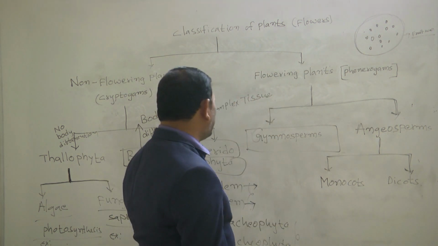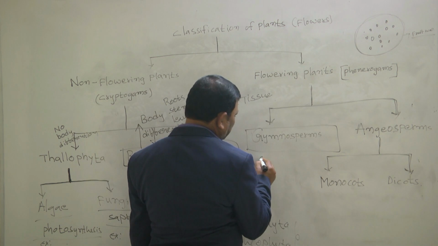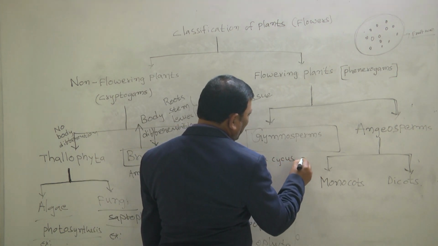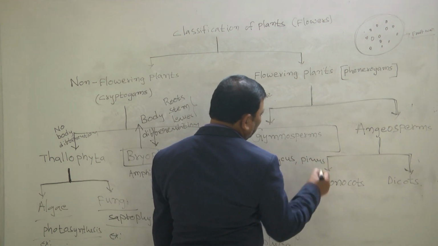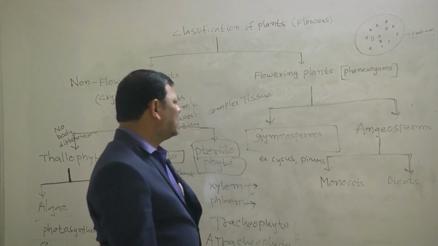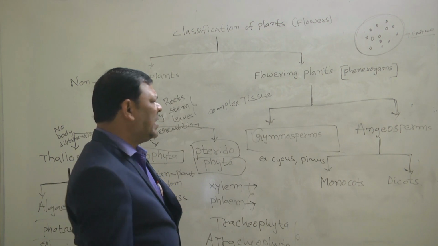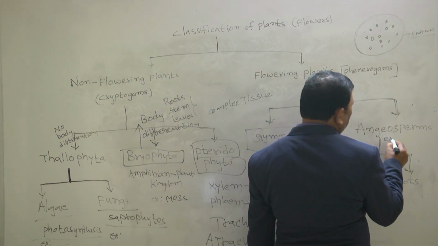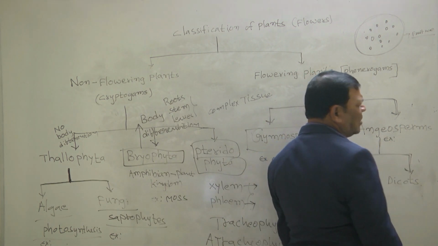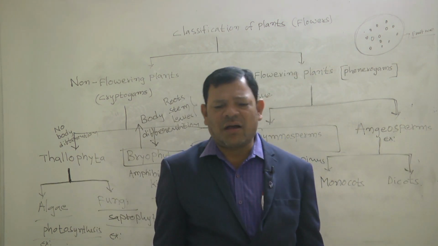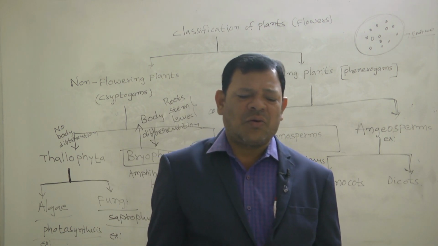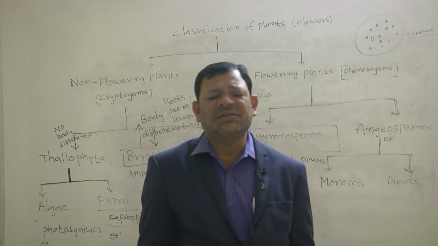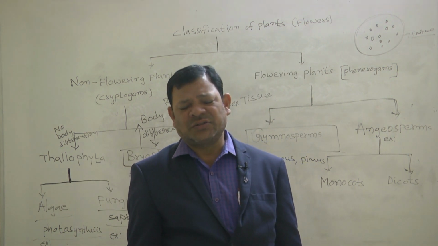What are the examples of the gymnosperms? Cypress, pinus. These are the examples of the gymnosperms. Next, angiosperm examples are all around our surroundings: tulasi, mamidi, vepa, mango, neem, tulasi. Okay, all these plants belong to the angiosperms.